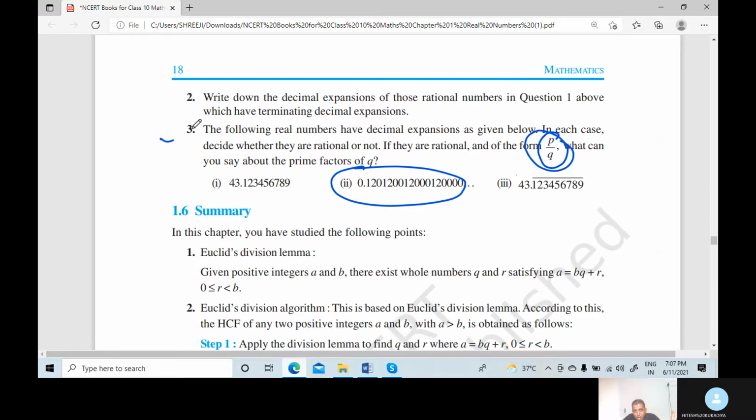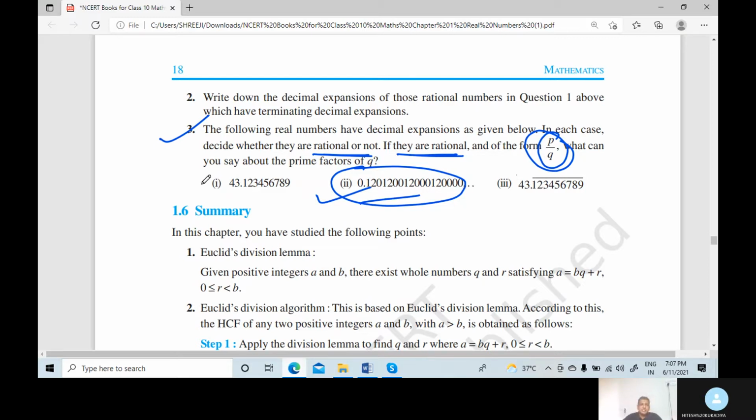Now read your question. The following real numbers have decimal expansion as given below. In each case, decide whether they are rational or not. Here, the second question, question 3 second, is not a rational number. It is called an irrational number, a non-terminating irrational number. If they were rational, we would continue the sum, but because this number is irrational, we can't calculate here.